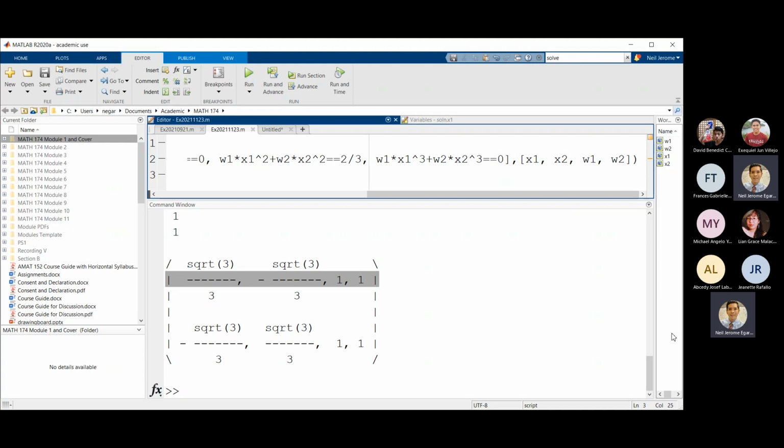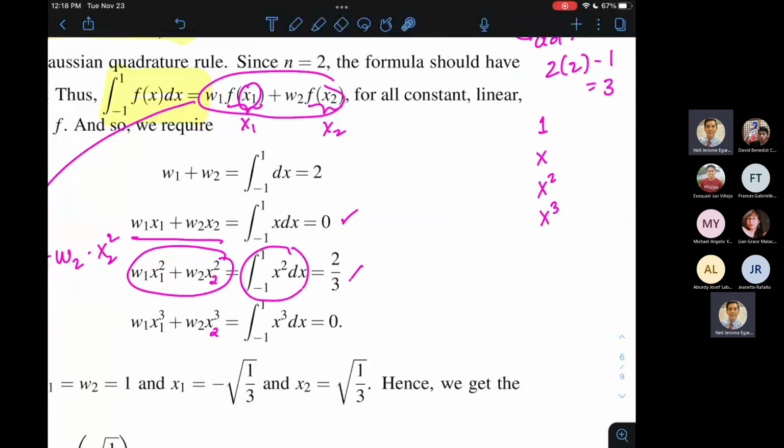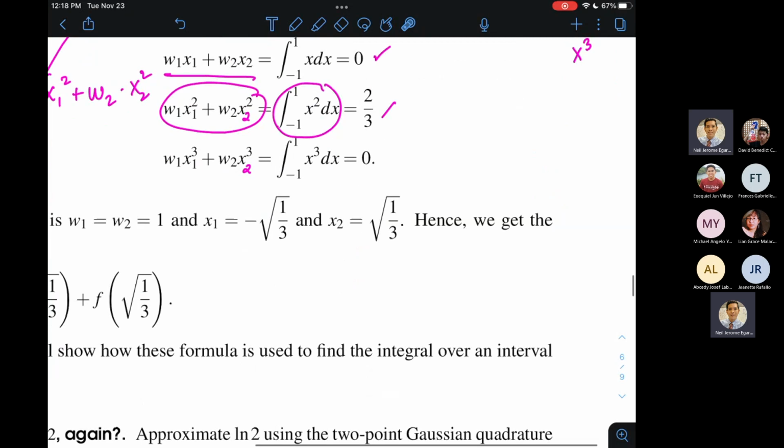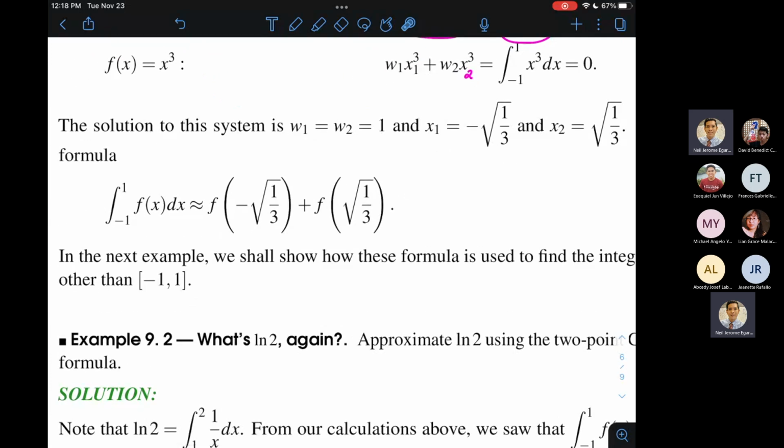So let me go back to the notes. Okay. So I hope you guys now see my PDF file. Okay. So yun din yung nakuha niya dito. Ang ginamit ko pala yung pangalawang solution. X1 was taken to be negative square root of 1/3, or that's the same as square root of 3/3, right? And this would be my x2. And then yung quadrature formula natin of degree of precision 3 would be this guy.